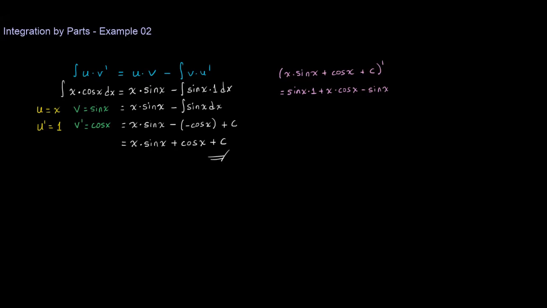So let's simplify this out. This would be equal to sine of x plus x times cosine of x minus sine of x, and I'm pretty sure you can notice that these two will cancel out, and at the end we'll have this equal to x times cosine of x, and that is where we started, so it means we are right.